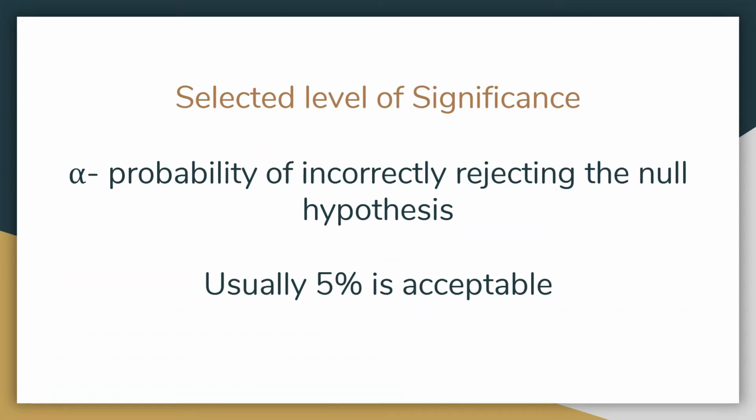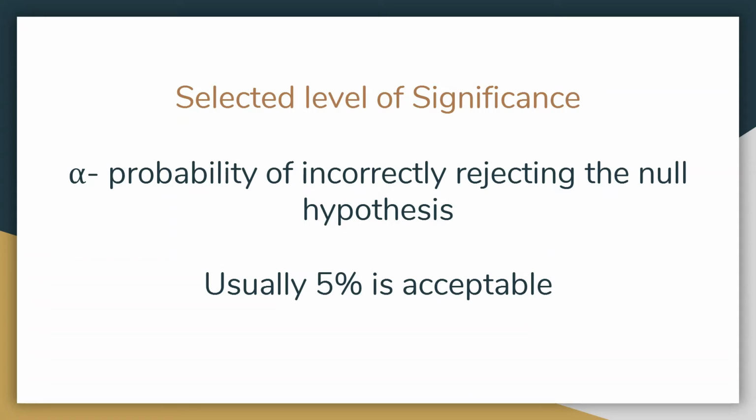So the selected level of significance that we will be comparing the p-value to will be alpha, otherwise known as the probability of incorrectly rejecting the null. Usually 5% is acceptable. This means that a 5% probability of rejecting the null is acceptable. Other percentages can be used, but for our purposes, we will be using the cutoff of 0.05.